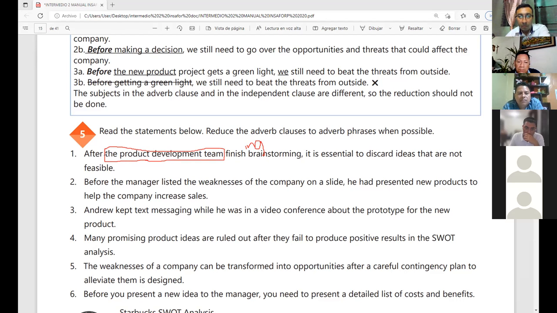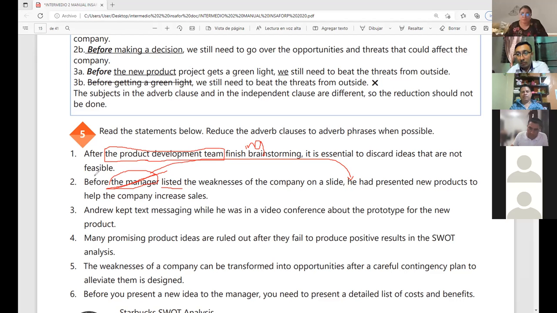Okay. Before the manager lists weaknesses of the company on the slide. And that is before the manager listening the weakness of the company. The verb here is listen. But the manager and he are the same, porque tenemos que reconocer si los dos son el mismo sujeto para eliminar. So we know they both are the same, he and the manager. So we eliminate the subject. Before listening the weakness of the company on slide, he presented a new product.